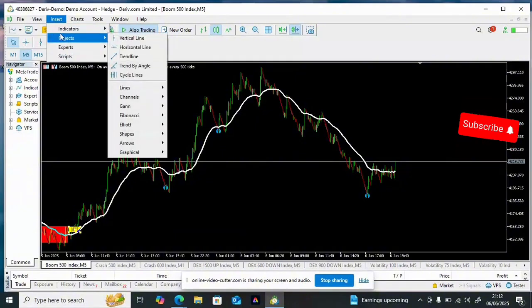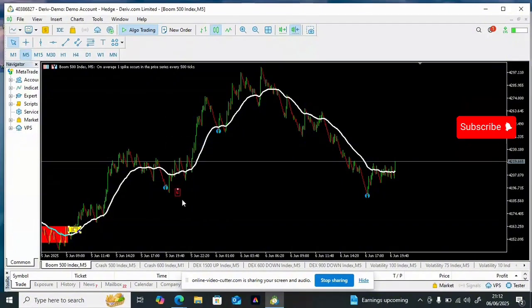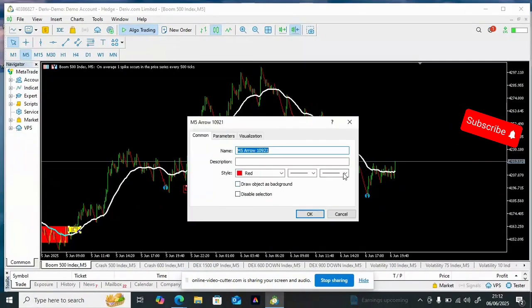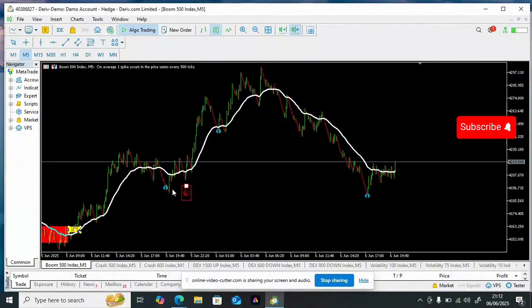Insert. Do we have something like arrows or something? Right, we got the arrows. Arrow up, thumbs up. We're going to have thumbs up. Let's have this thumbs up. Properties of a thumbs up. We want it a little bit bigger. That's okay. So you take your thumbs up, you put it here.